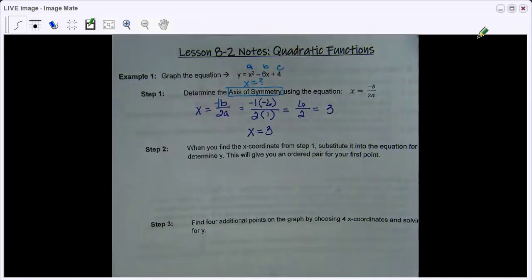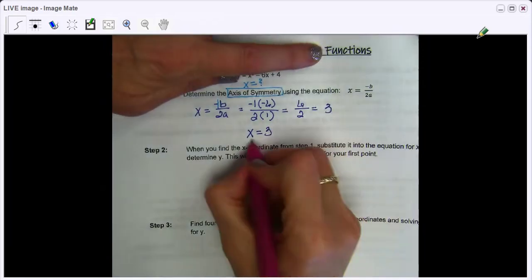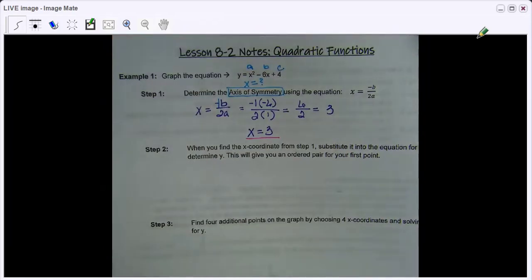I'm missing a pen. All right. So this is the first part of our answer. Our first step is finding the x, gentlemen.